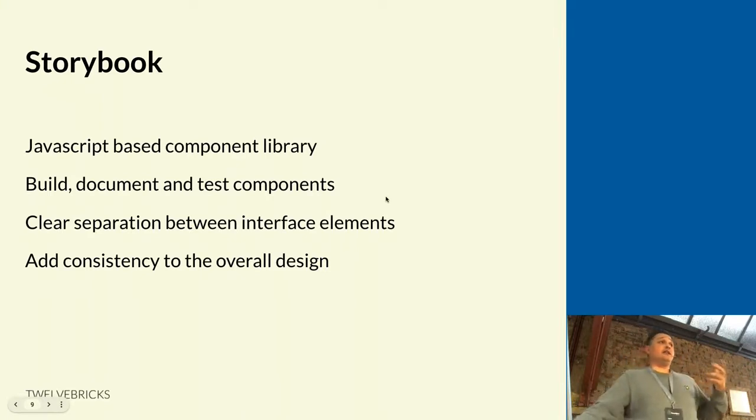And what that allows you to do is, since you reuse existing components to create bigger UI elements, it allows you to add a lot of consistency to the overall design, and you don't have that one button has round corners and the other button doesn't. It helps to provide consistency, basically.